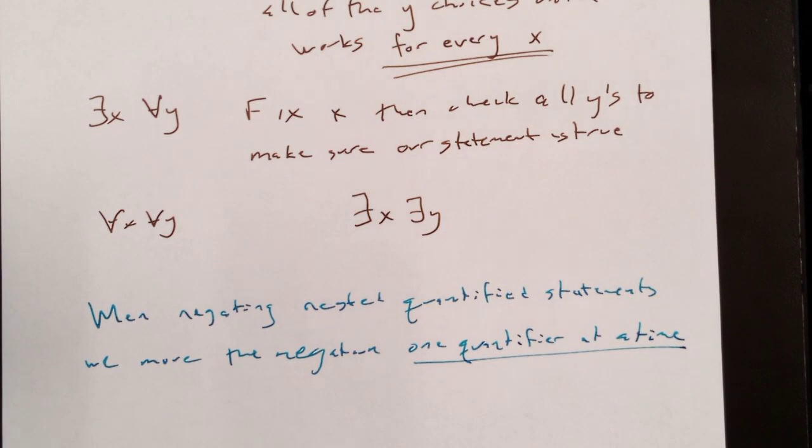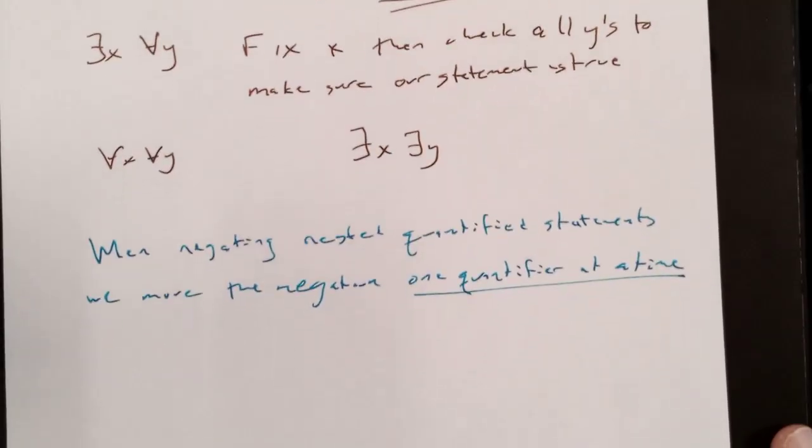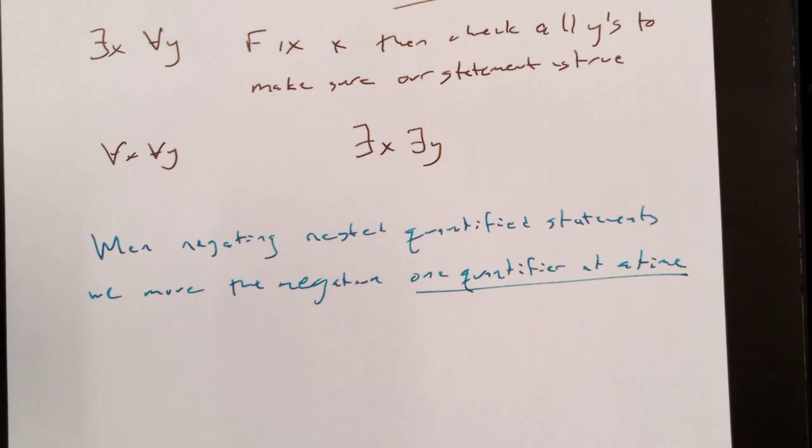Very end of class on Friday, I said that we were going to look at negations. When we negated a universal, we got an existential. When we negated an existential, we got a universal. But now I've got more than one quantifier. So how do I negate a statement?